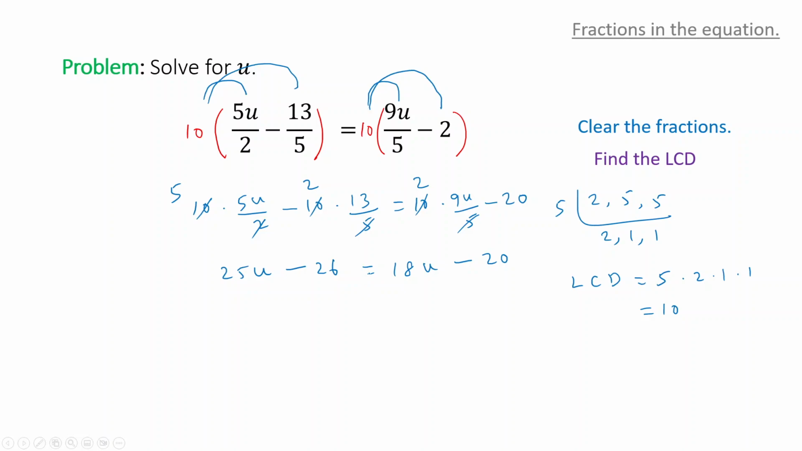Now you have variable here and also here. So you need to move this to the left hand side so that all the variable terms are in one side.